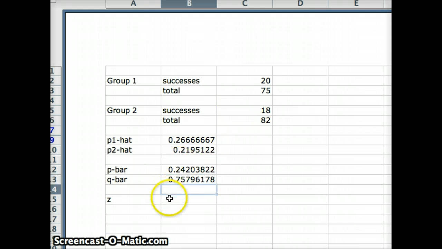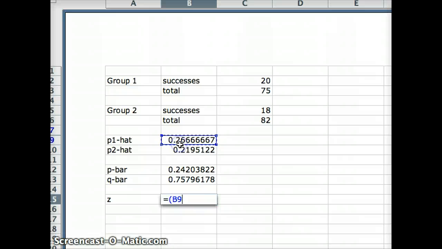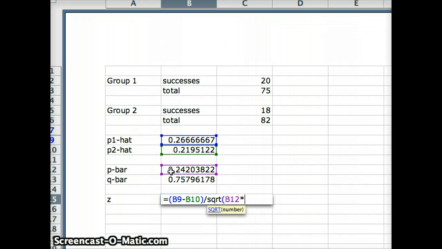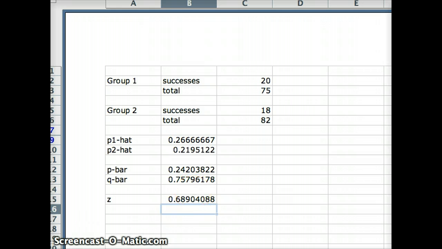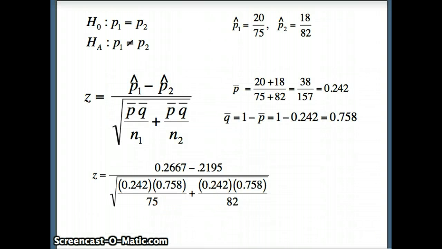And now to get our Z, we're going to have to use our somewhat complicated formula. P1 hat minus P2 hat divided by the square root of P bar Q bar over N1 plus P bar Q bar over N2, and we get 0.689, which is not a very extreme Z, so that indicates to us the direction this is likely going to go.